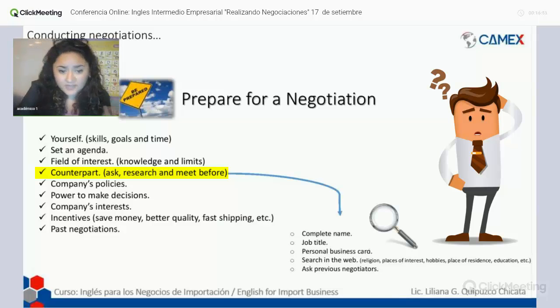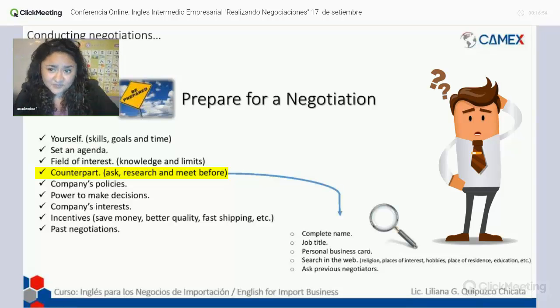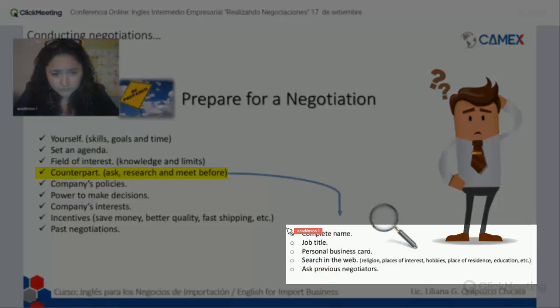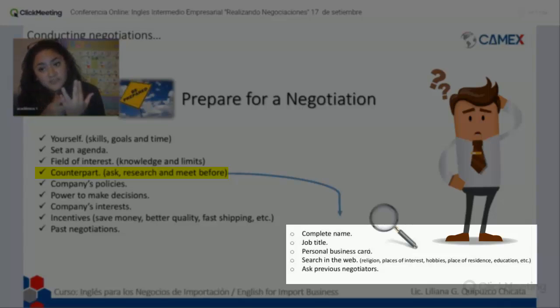So in this case, here are some tips on how you can ask and do research. You have to ask for the complete name. You must be sure to have the name as complete as possible. If you talk to people in China, they don't have, like we usually have, two names, a first name, a middle name, and two last names, right? For example, my name is Liliana, my first name, then my middle name is Giselle, and my two last names are Kipusco Chicata.